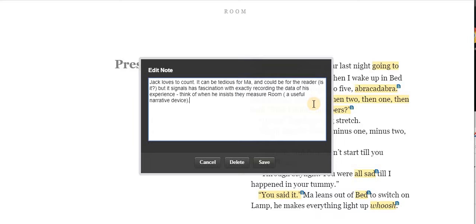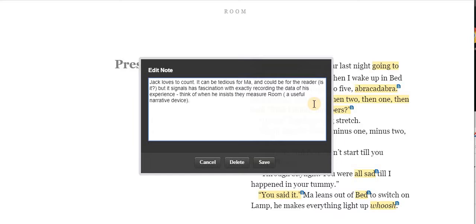And it is an example of him almost obsessively looking at the minute detail of the world around him, enumerating it, and assessing the precise numerical facts of his surroundings. But you can see how that's useful immediately for the setting question. Now, this sort of counting and this obsessive attention to detail can be tedious for Ma.